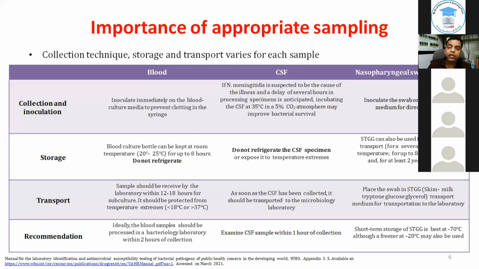Hence, as I repeat again, culture and sensitivity samples should be processed within 2 hours of collection, and the proper storage temperature should be followed. For example, blood and CSF should be kept at room temperature.